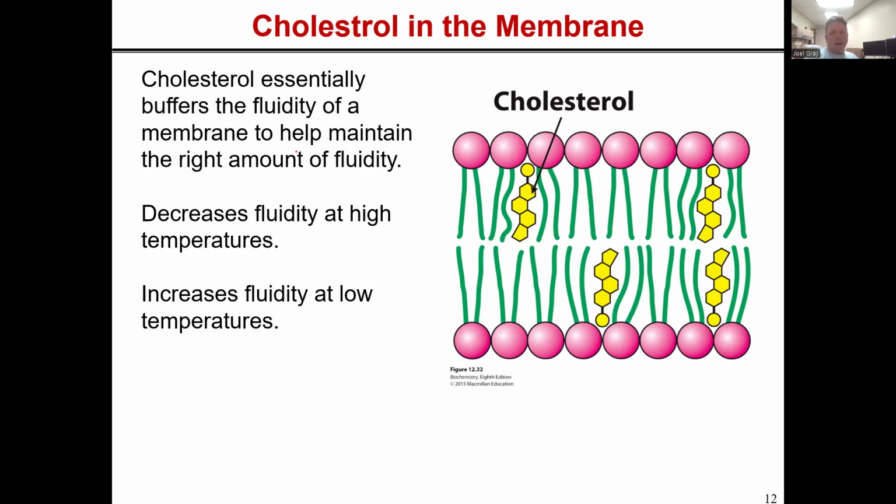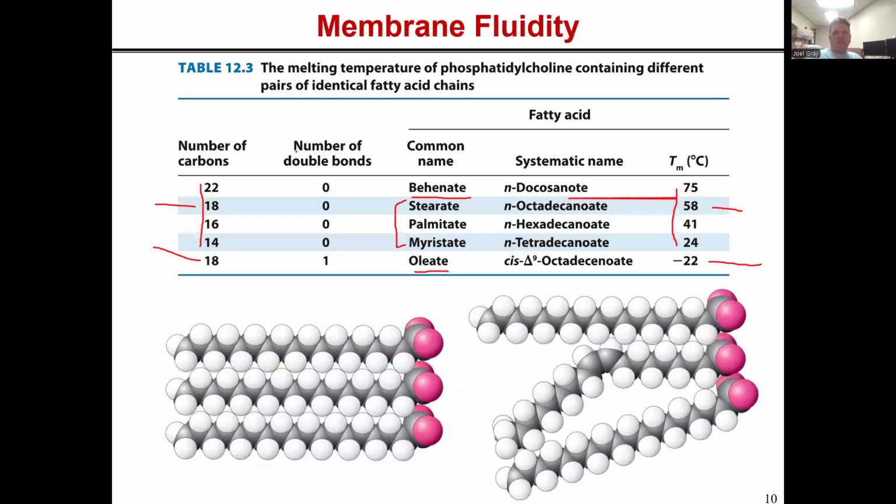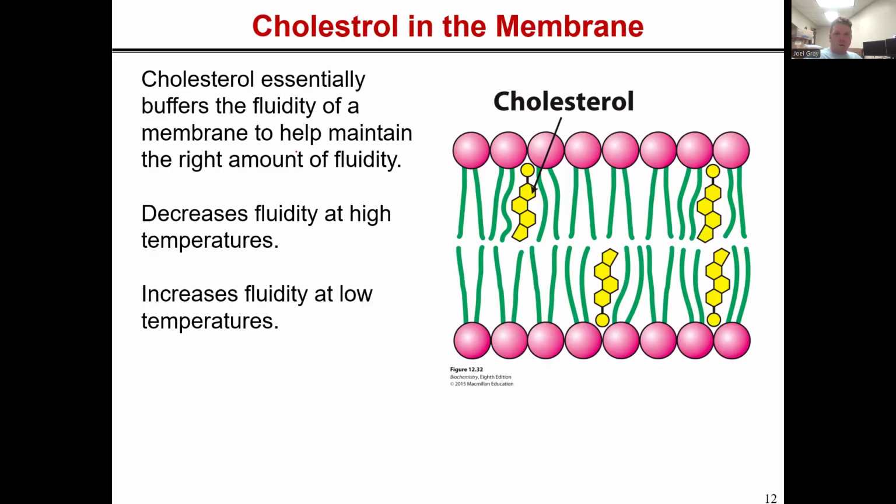So, let's go back for just a second. If you had a bunch of oleate, then you can make that membrane a little bit more... sorry, with oleate, you don't want any cholesterol. And then with the other fatty acids, you might want to add some cholesterol to increase that fluidity.